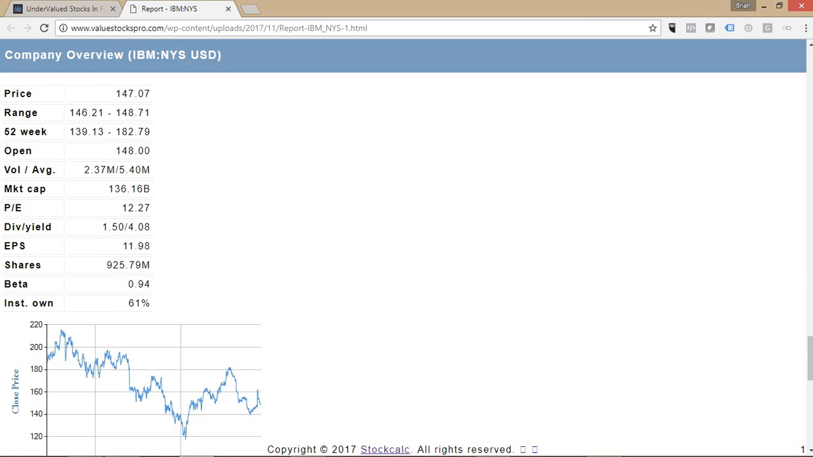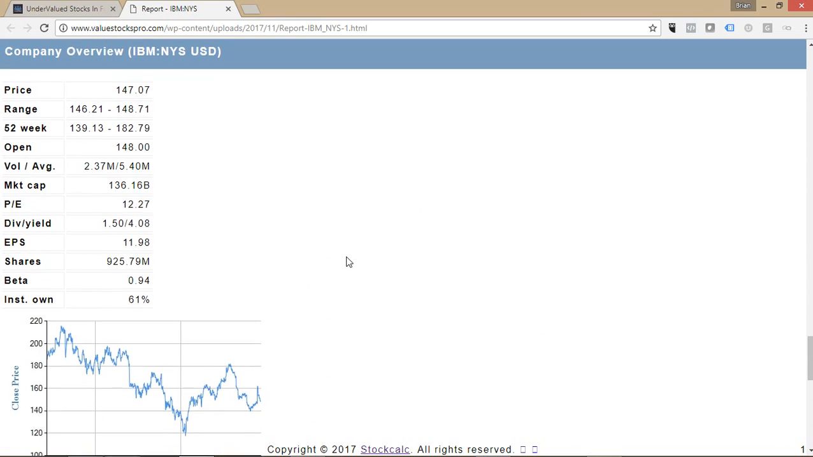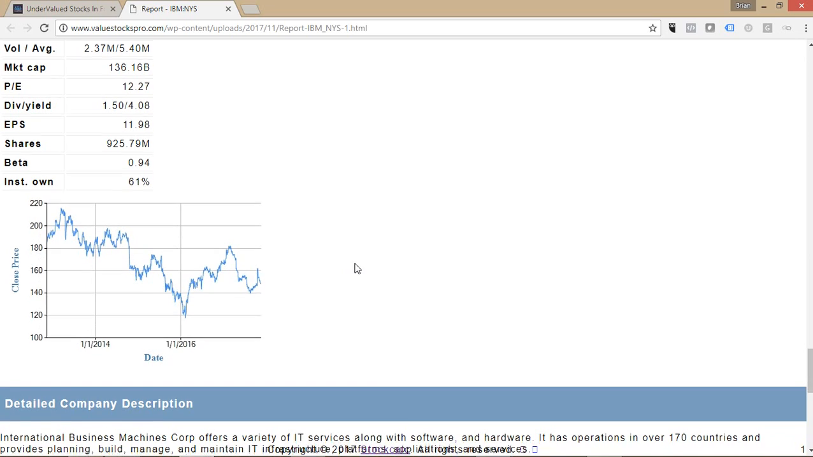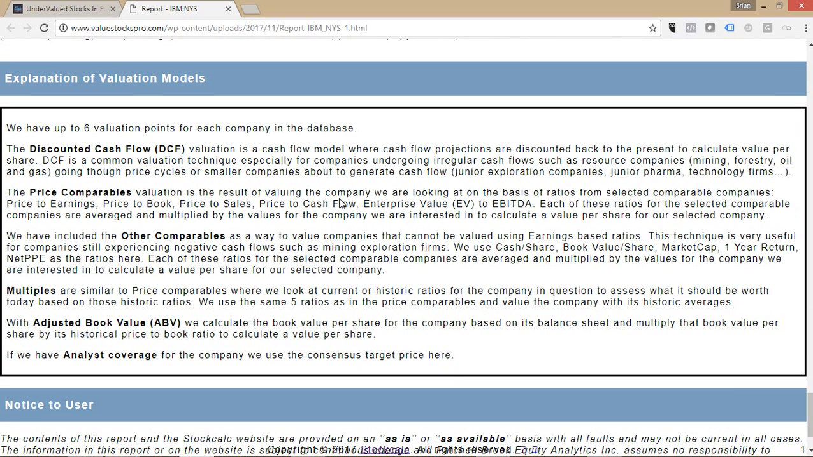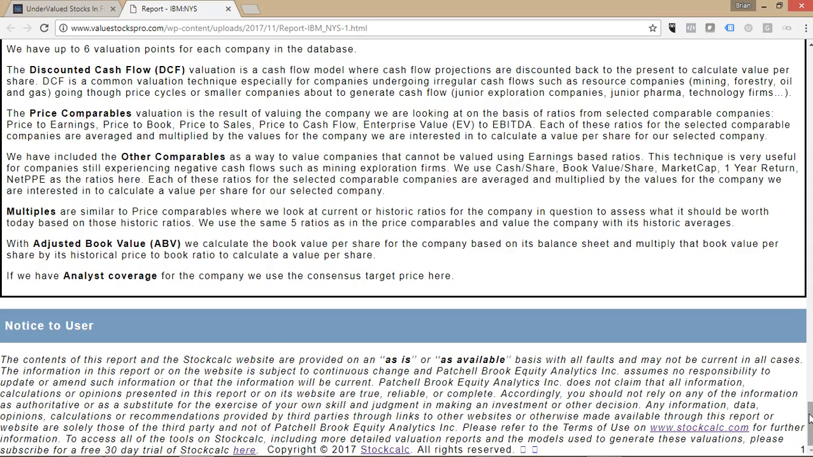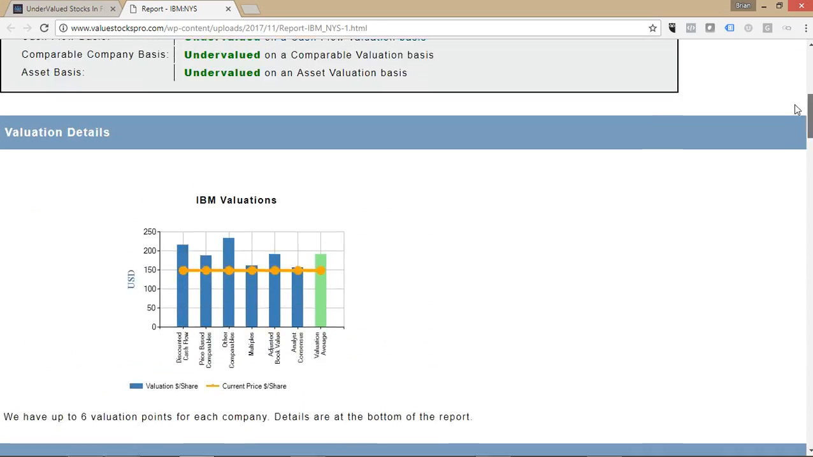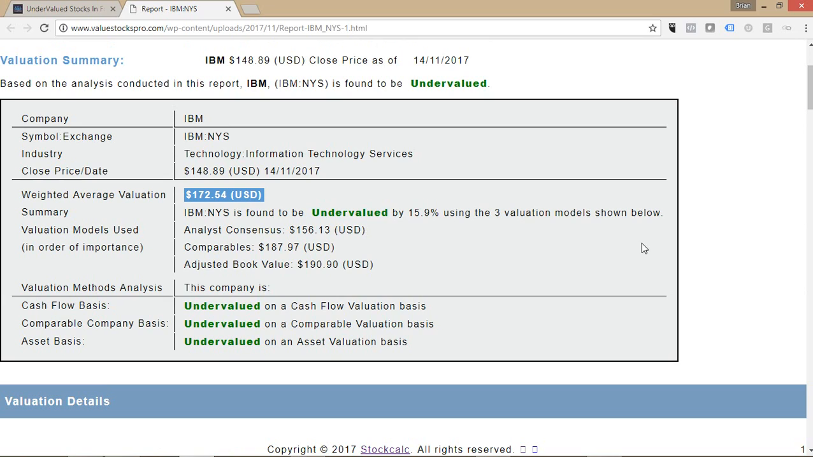Then finally, a bit of information, current trading on the company, historic price chart, bit of information on the company, and then some more explanation of the different valuation models that are used. So what this does is this gives you a basis of fundamental information to look at the company with. If you want to get into more detail, you can use the StockCalc website to come up with the valuations, run the companies through there, and start running what-if scenarios against those.